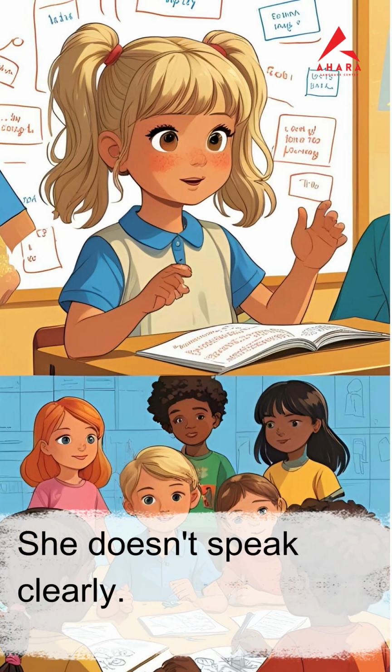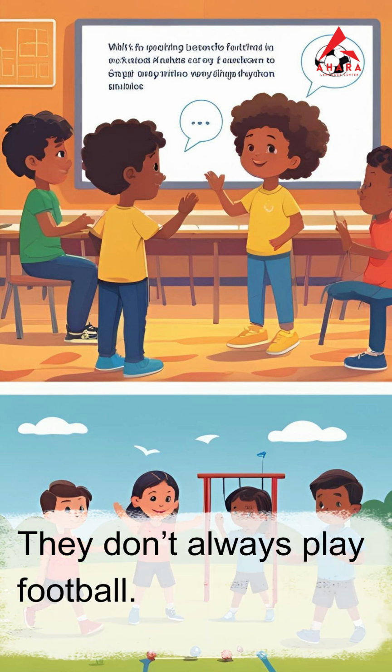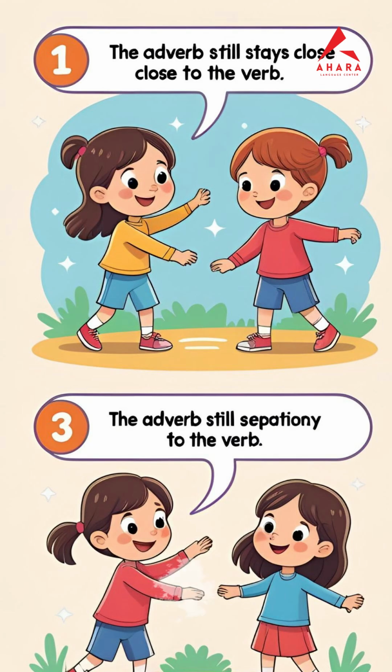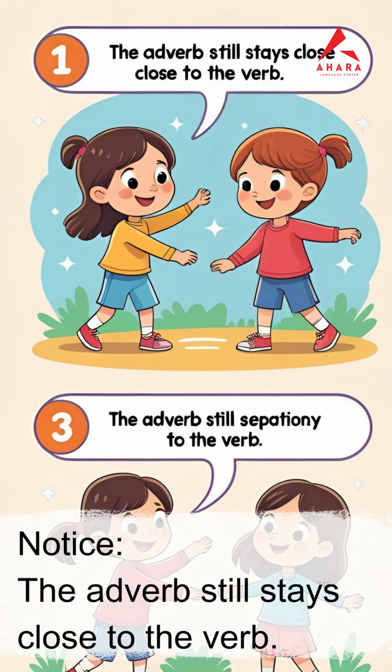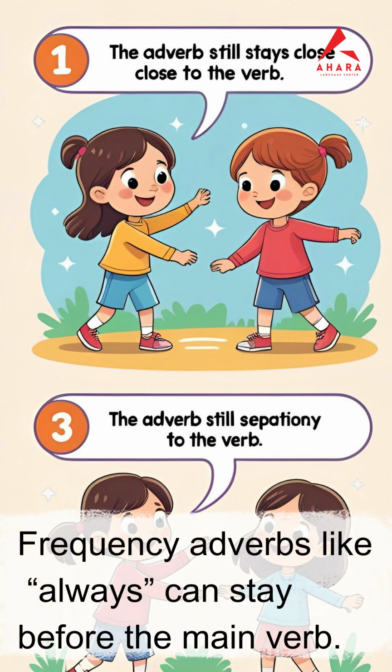She doesn't speak clearly. So how does she speak? She doesn't speak clearly. So the word clearly becomes the adverb. They don't always play football. How often? Always. So the word always becomes an adverb if you see these examples. There is a notice, children. Just see. The adverb still stays close to the verb. This is a tip basically. Frequency adverbs like always can stay before the main verb. So just keep it in mind.